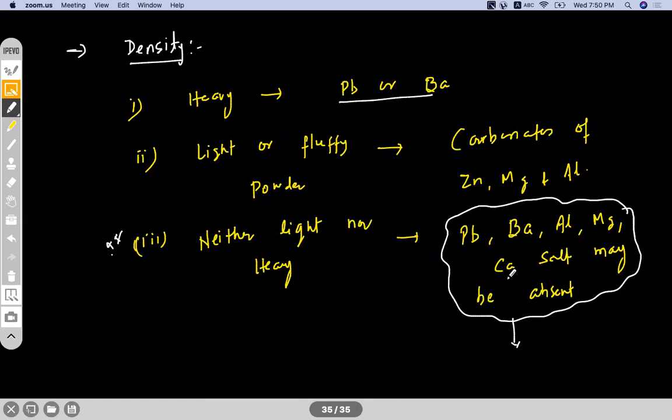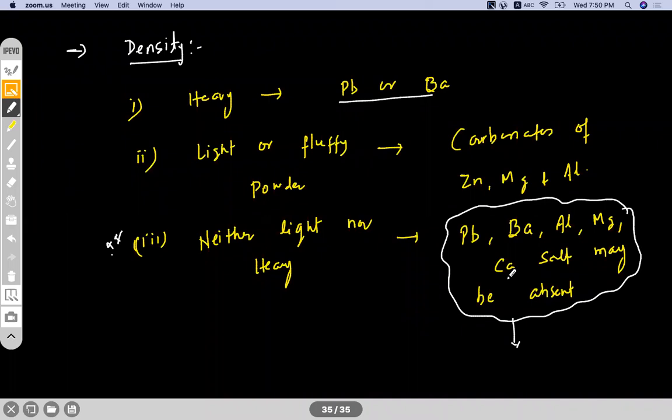So some of them are overlapping. That's why it is, because it's not fixed for all these things. Here you see magnesium also we have. That's why I've written here "may be absent", because the definite range is not defined. Like to what extent, after what point it will be considered as heavy salt or light salt. It is not defined. That's why I said it is not that important.